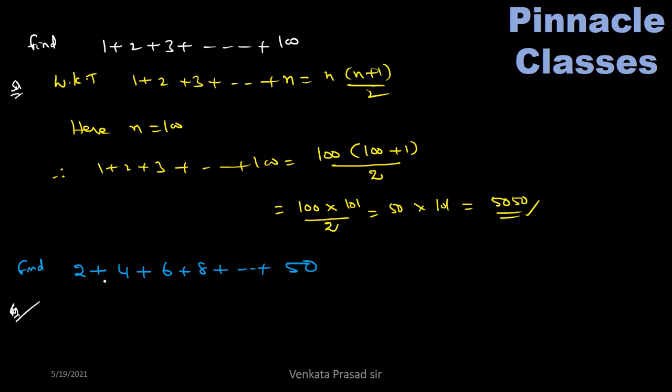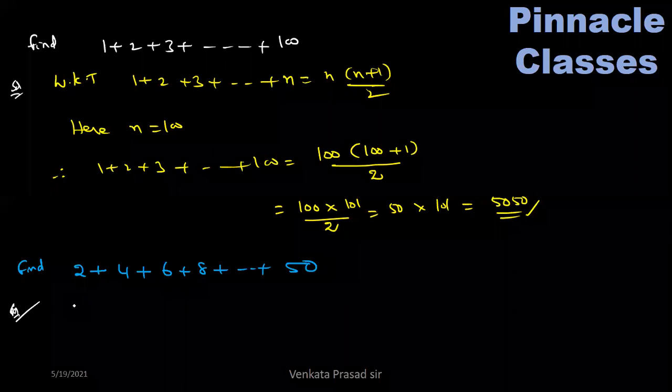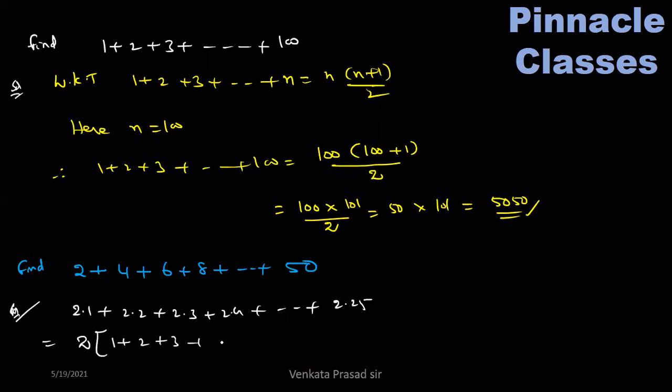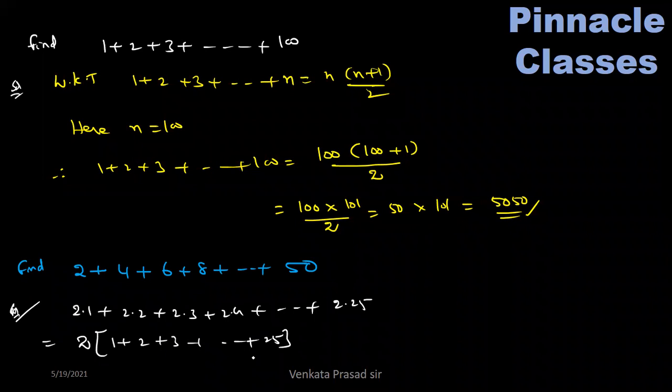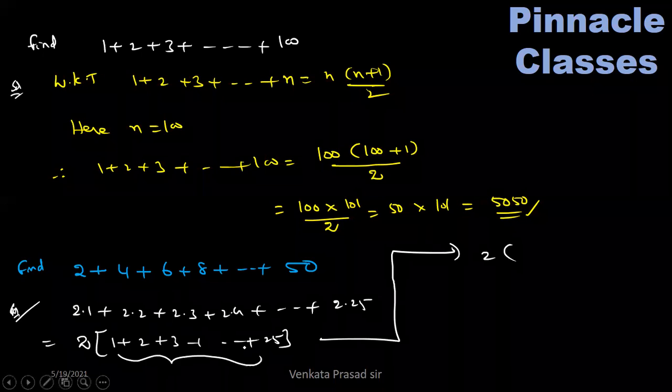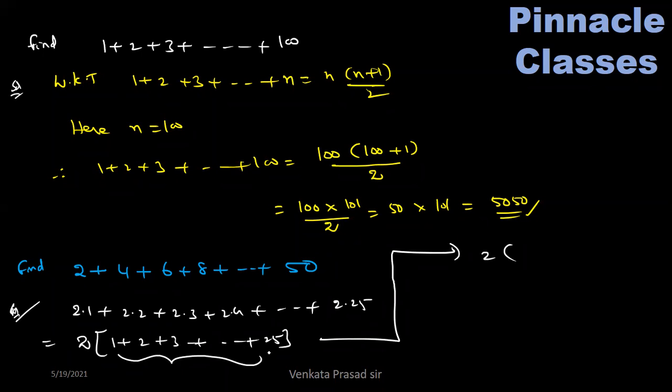See, from this case, what is the common factor? Sir, the answer is 650, sir. Okay. 50 means 2 to 25. What is the common factor from each and every term? See, dear students, 2 is the common factor. 1 plus 2 plus 3 plus and so on up to 25. So here, 2 into the sum of the first 25 natural numbers.